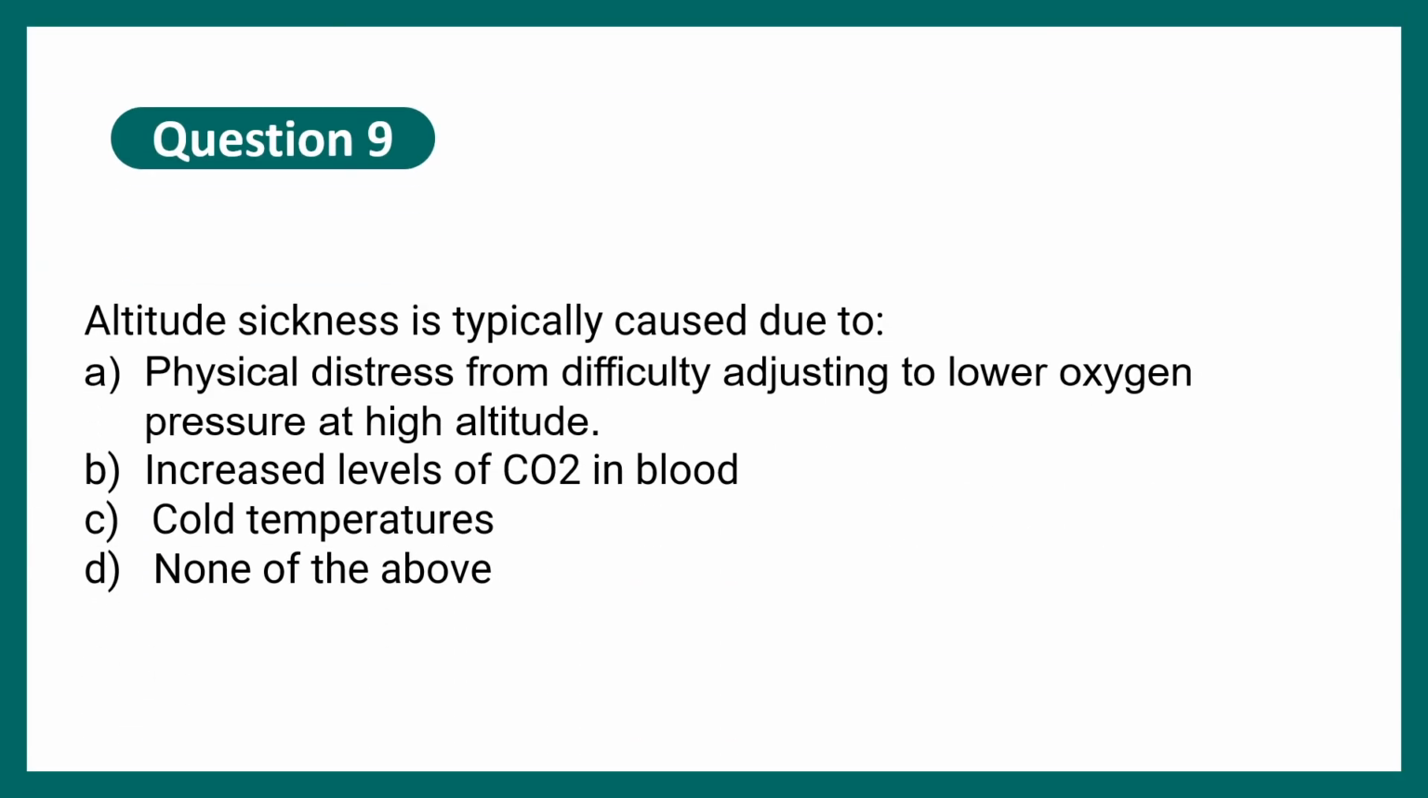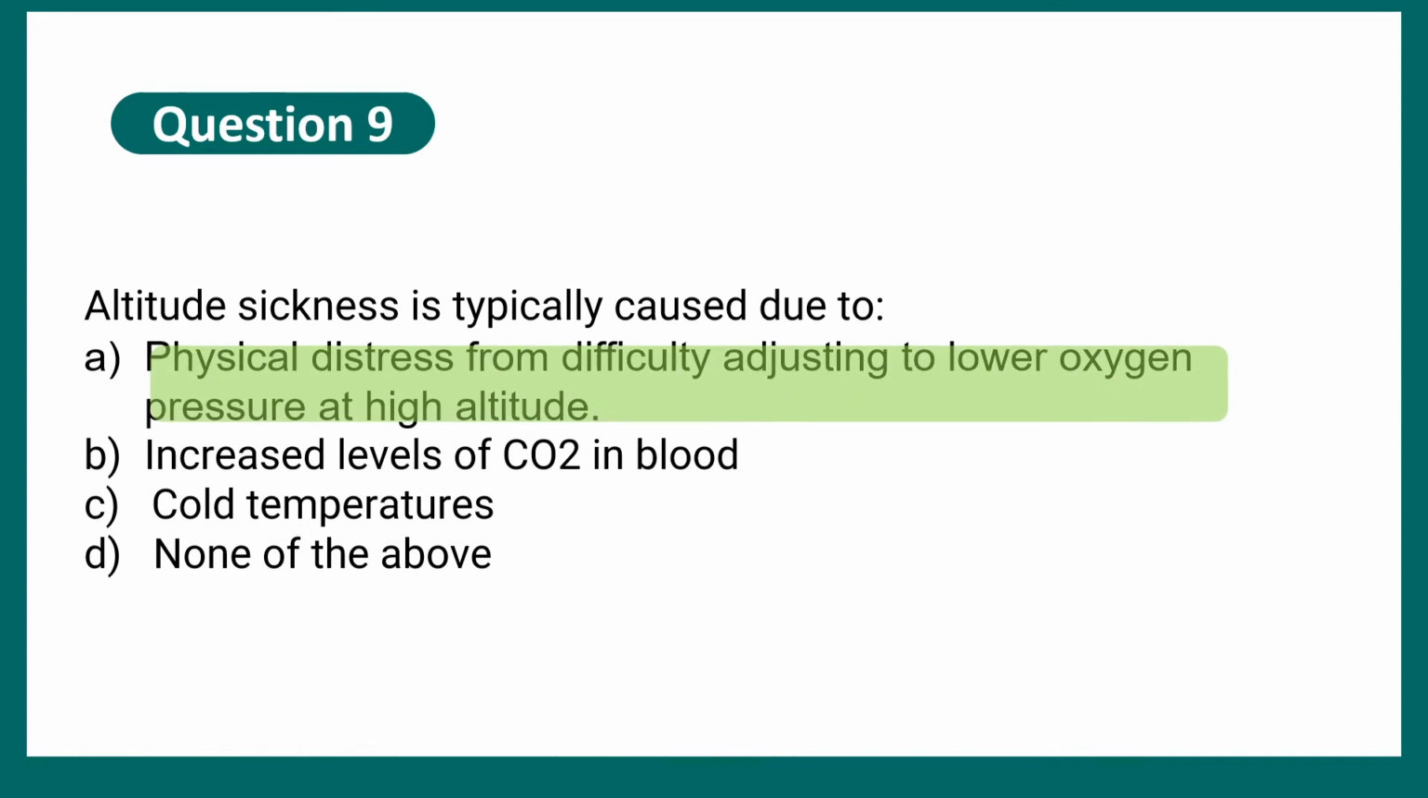Question number 9. Altitude sickness is typically caused by physical distress from difficulty adjusting to the lower oxygen pressure at high altitude, increased level of CO2 in the blood, cold temperatures, or none of the above. And the correct answer here is option A.